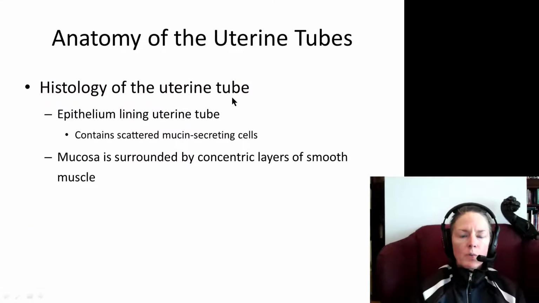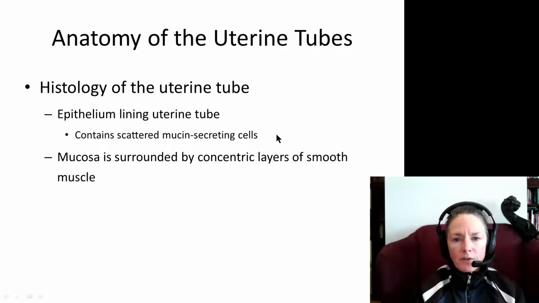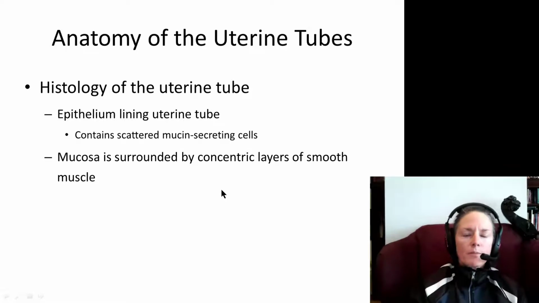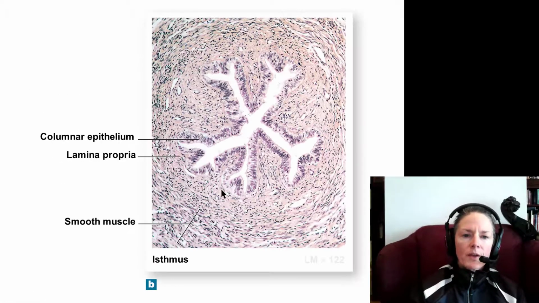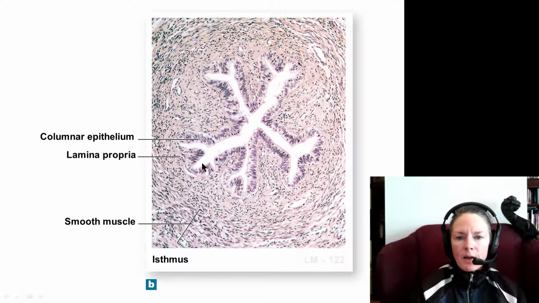All right, so when we look in the uterine tube, we'll see that we have lots of mucin-secreting cells, and we're going to have some smooth muscle, concentric layers of smooth muscle that are going to help move the oocyte towards the uterus. And if we look at it, we see that it's not exactly a round lumen. It has this kind of shape here. So our lamina propria is out here. Here we have columnar epithelium. And we're going to have cilia that are going to be beating along in here. We've got smooth muscle, and this happens to be taken from the isthmus.